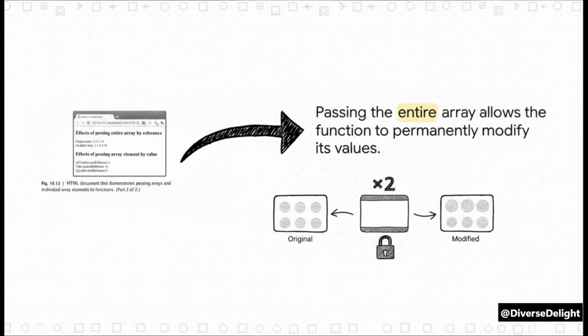And here's the proof in the pudding. We start with an array, 1, 2, 3, 4, 5. We pass that whole thing to a function that doubles every value. And look at the output. The modified array is now 2, 4, 6, 8, 10. That change is permanent because the function was messing with the original array. It's powerful for sure, but you have to be careful.